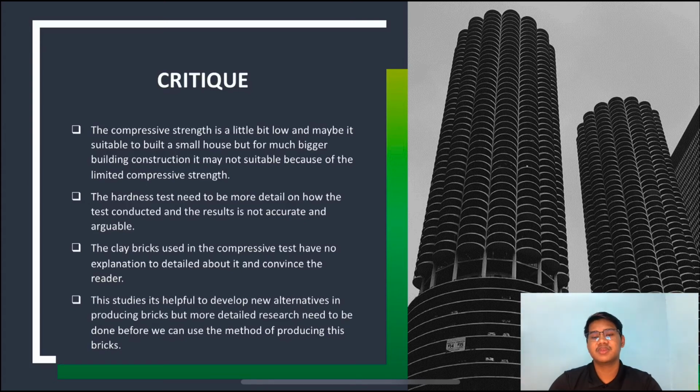For the hardness test, maybe they can make it more detailed on how they have done the hardness test and write a more detailed result on it, so we can be more confident with the result they have come out with. And the clay bricks that were used in the compressive test have no detailed explanation to convince the reader. And then the study is helpful to develop new alternatives for producing bricks, but more detailed research needs to be done before we can use the method for producing these bricks.